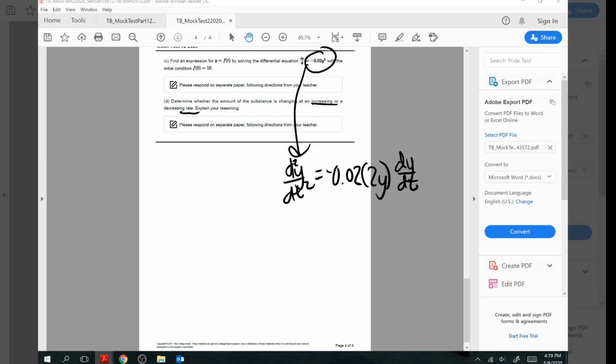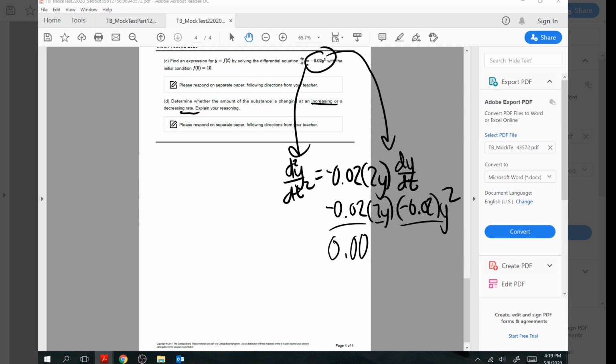Okay, we know what dy/dt is. It's this garbage, so we plug it back in. And we get negative 0.02 times 2y times negative 0.02 times y squared. All right, negative 0.02 times negative 0.02 times 2 is a positive 0.00... how many zeros? Oh, lordy. 1 over 50 times 1 over 50 is 1 over 2500. Yikes. So this is that many zeros? Yeah.